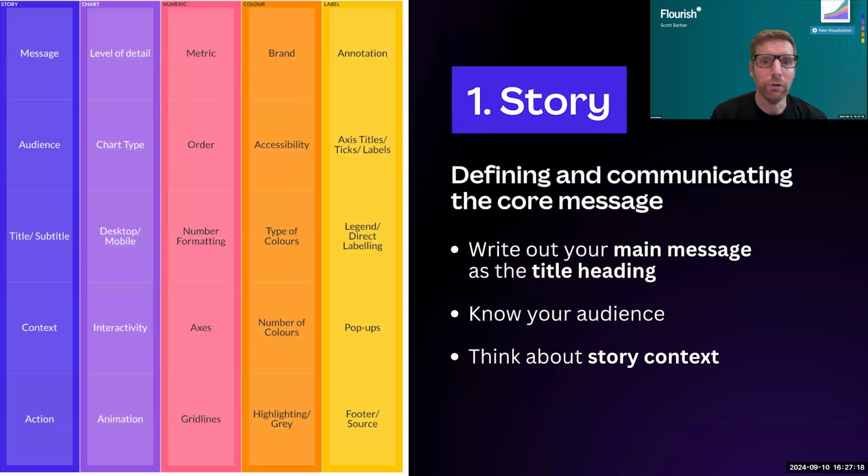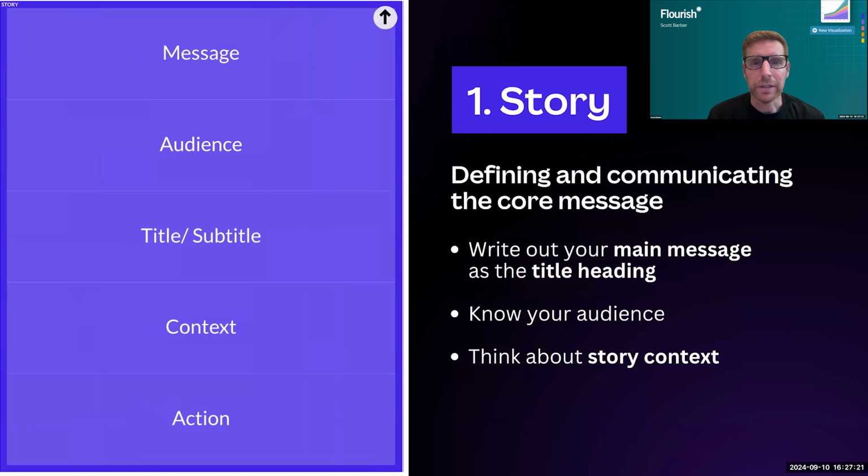So if we start with the story, we've already gone through this a little bit, but practically in the chart, what we want to make sure is that we're really reinforcing our message. That can be something as straightforward as making sure that the title really reinforces your message rather than just being a descriptive title that just talks about the data.